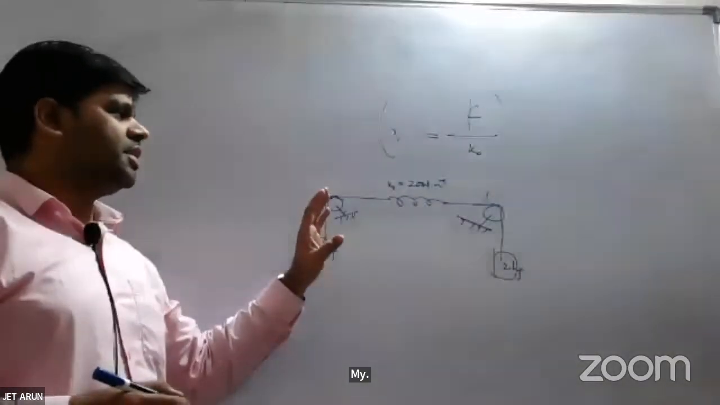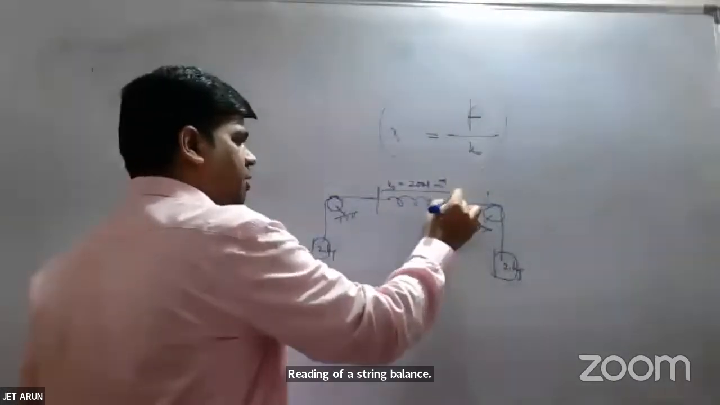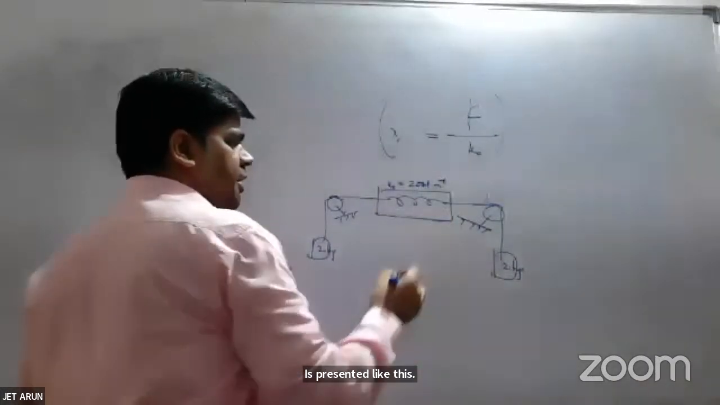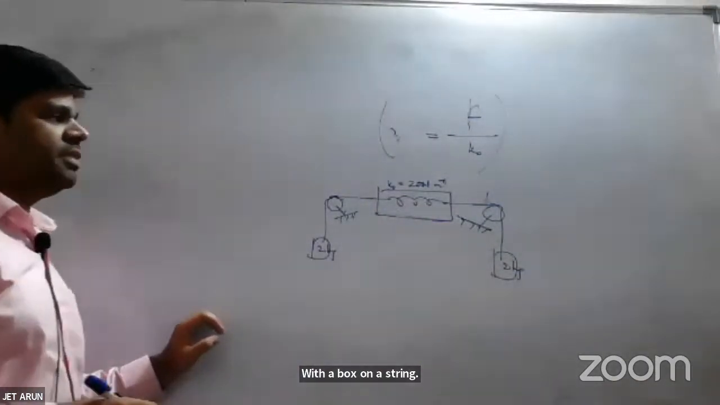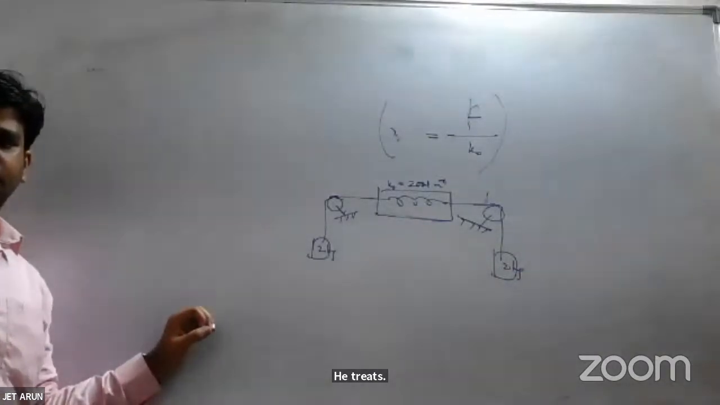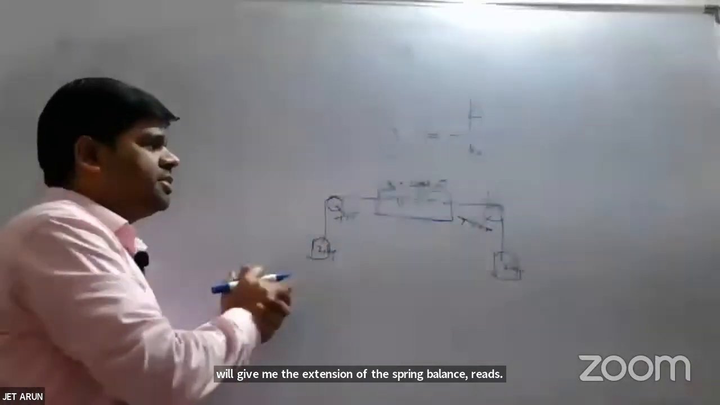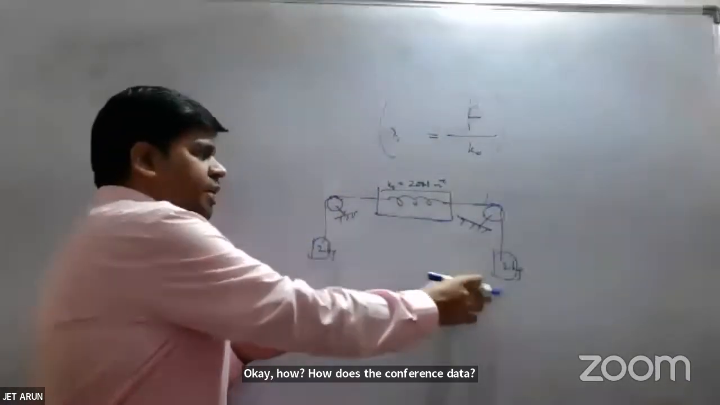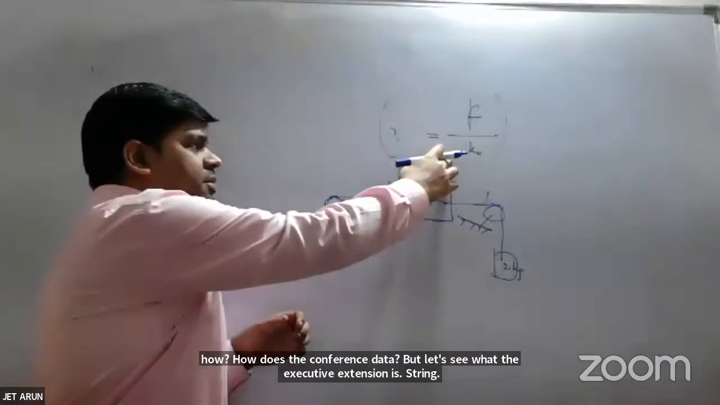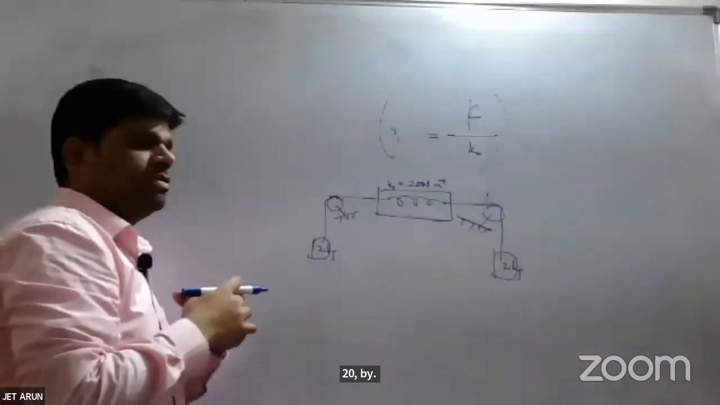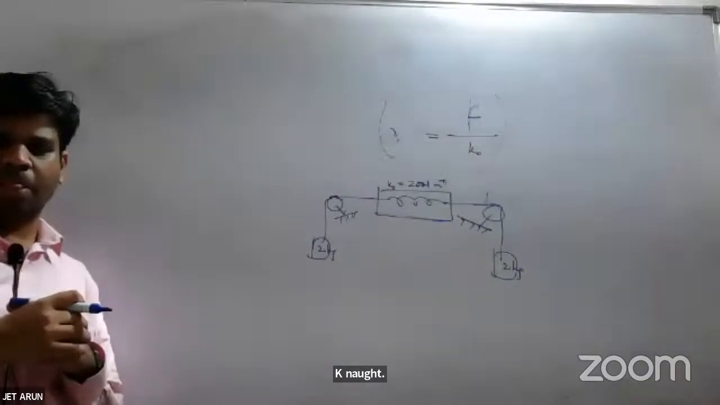A spring balance is represented like this with a box and a spring. It reads, it will give me the extension of the spring. We'll come to the spring balance later, but let's see what the equilibrium extension in the spring is. 20 by K naught, which is 0.1. 0.1 meter is the extension in the spring.